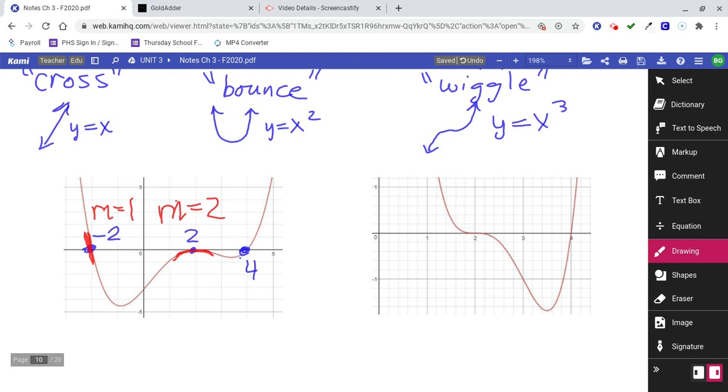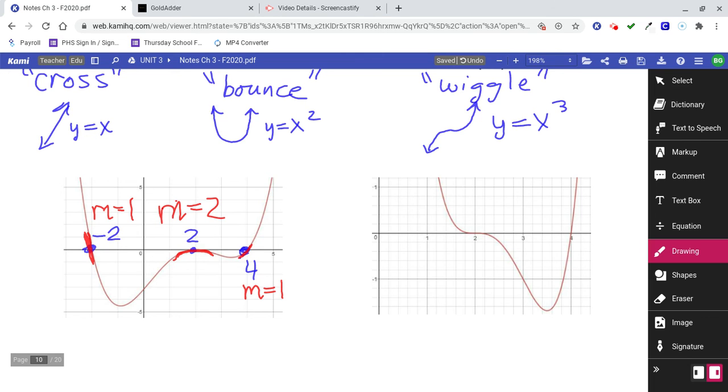And then the next one, you'd have to zoom way in. It pretty much just crosses. That's not a wiggle. That's just a cross. And so I see a multiplicity of 1. Now, why that's useful is you're going to have some questions that talk about factors.